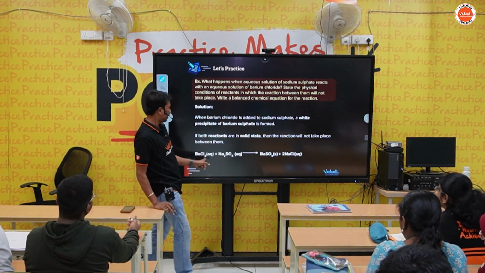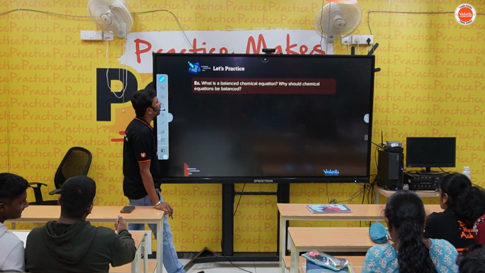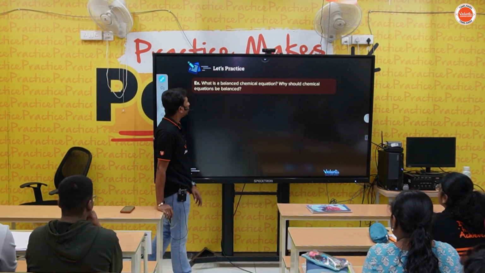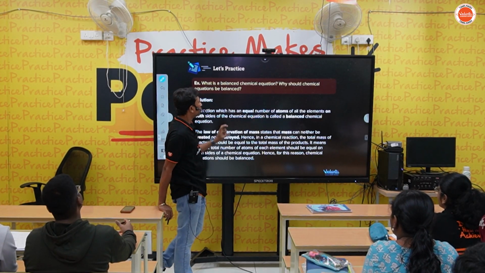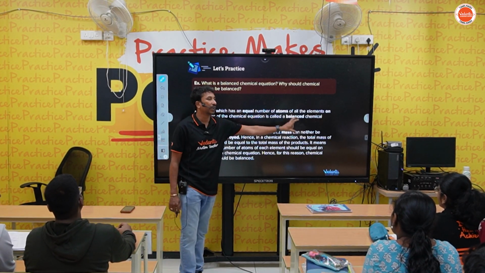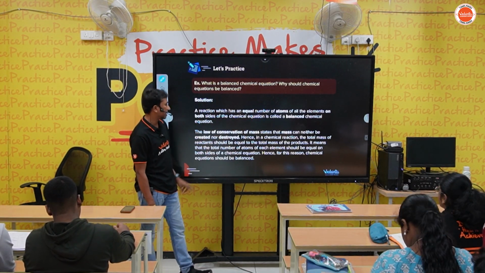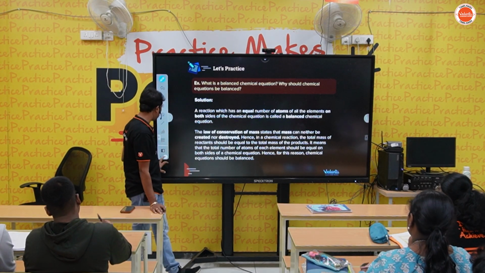I hope the reaction is a bit clear to all of you. This is how the chemical reaction occurs. And I hope you can answer this: what is a balanced chemical equation, and why must it be balanced? You should say that it should have an equal number of atoms on both sides, so I have to balance it, and the law of conservation of mass must be obeyed.